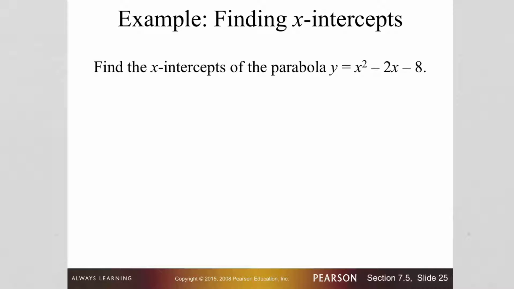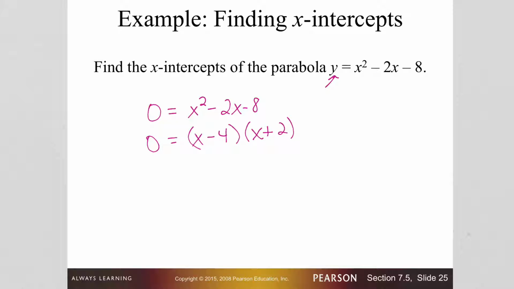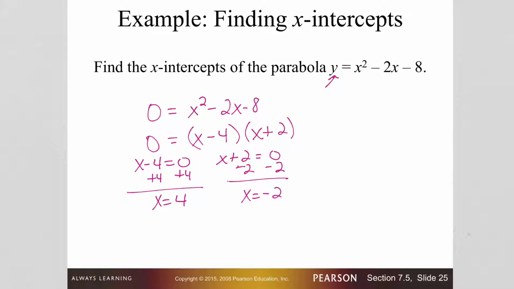Alright, you still do the problem the same way. Find the x-intercepts of the parabola y equals x squared minus 2x minus 8. But in order to find the x-intercept, keep in mind that on the x-axis, y is equal to 0. Oh, look at that. That's what we've been doing all along, huh? Okay, so now this thing factors to be x minus 4, x plus 2. Take each of those parentheses, set them equal to 0, and solve. Subtract 2. I've got x is equal to negative 2 there.